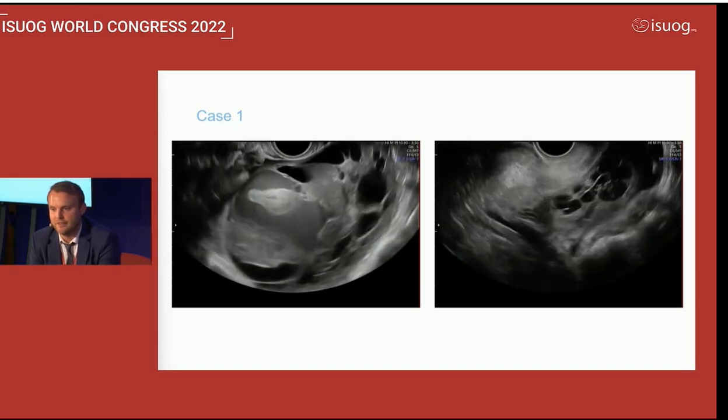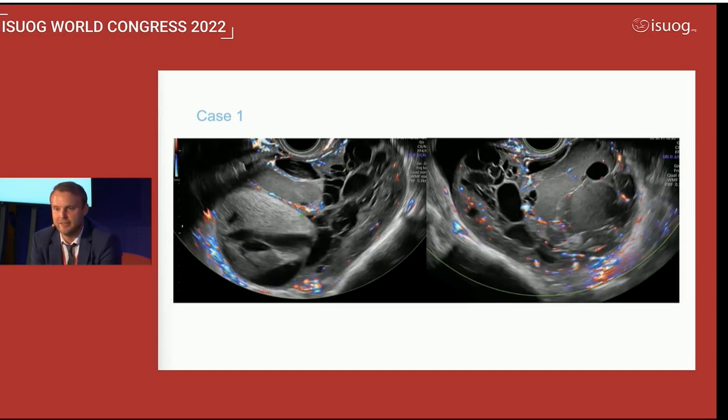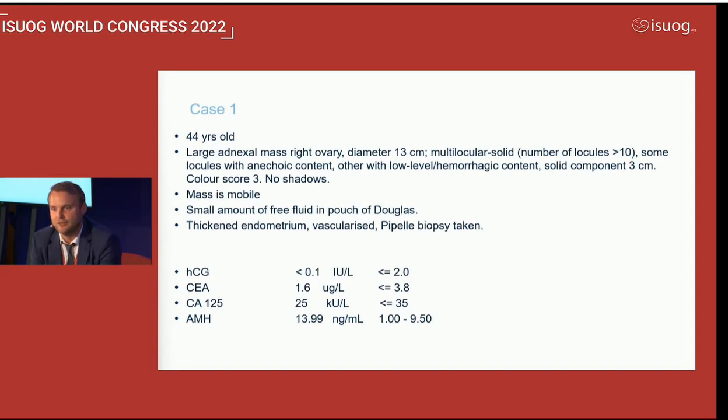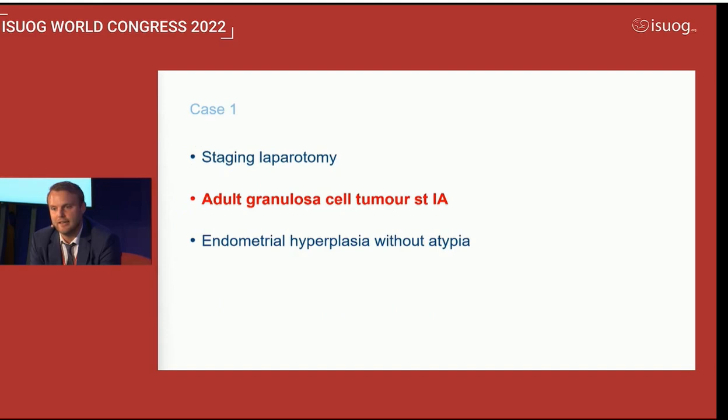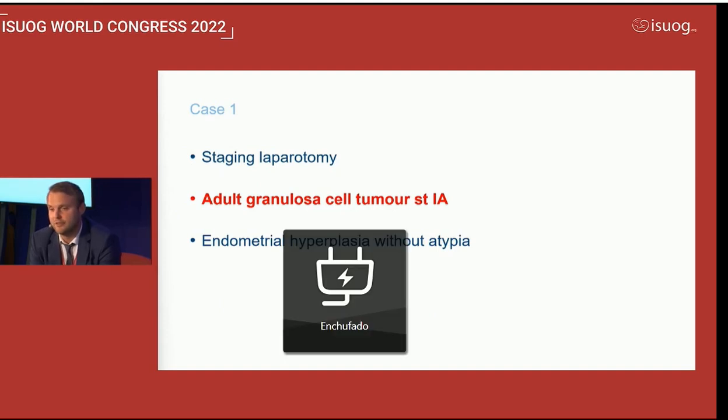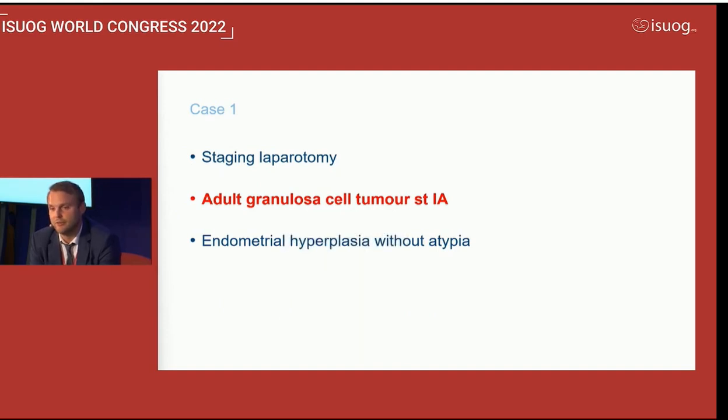But you can see also here this Swiss cheese aspect, I think. So moderate vascularity. And she also had a slightly increased anti-Mullerian hormone. We also took a pipelle biopsy of the endometrium to exclude any malignancy. She underwent surgery, and it was a stage 1A adult granulosa cell tumor. And in the pipelle of the endometrium, it was an endometrial hyperplasia without atypia.